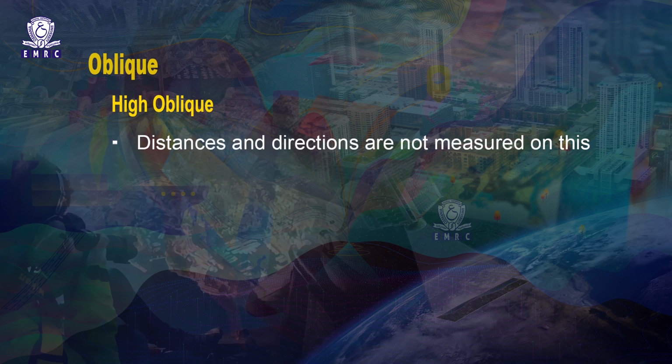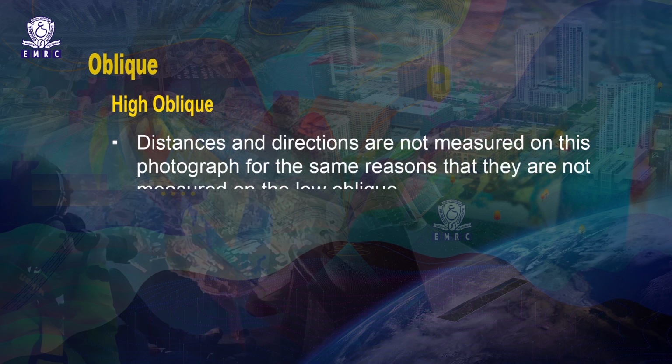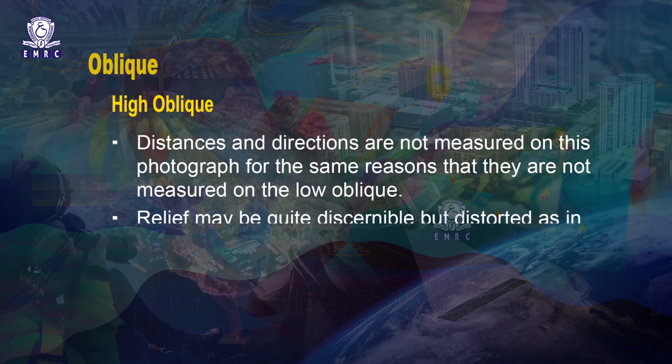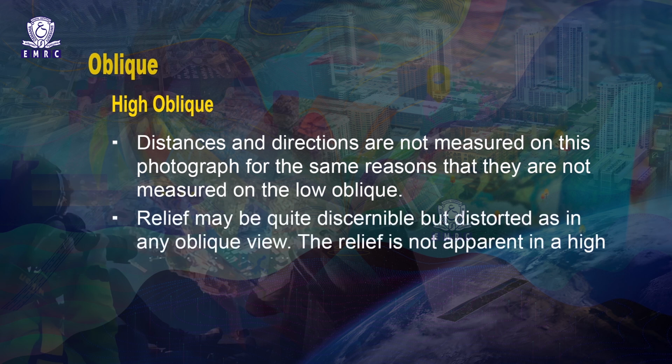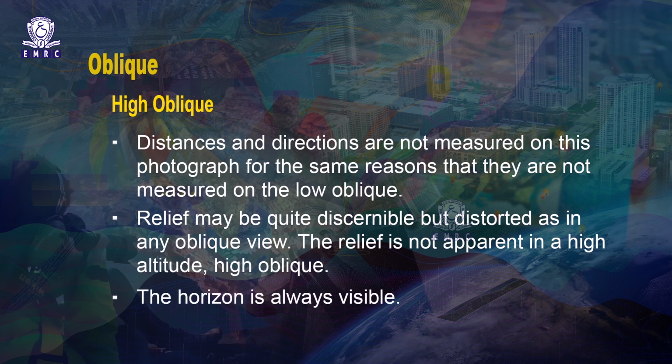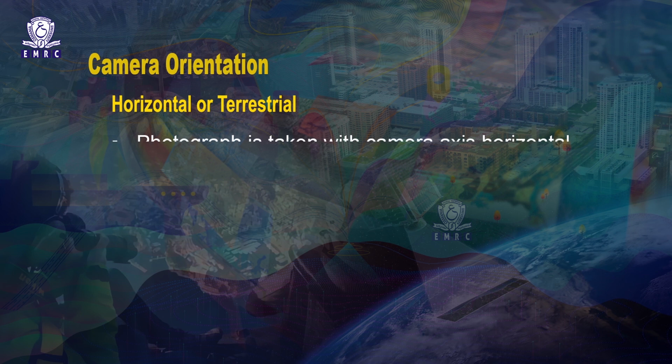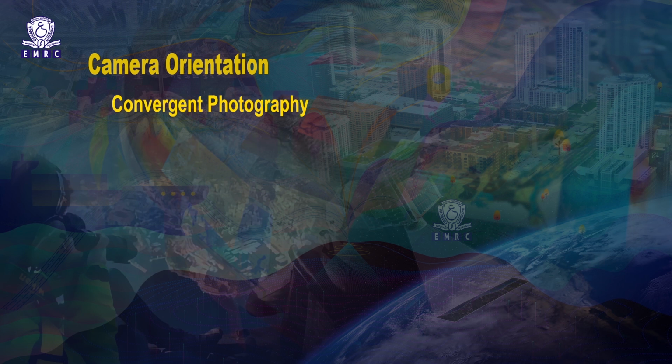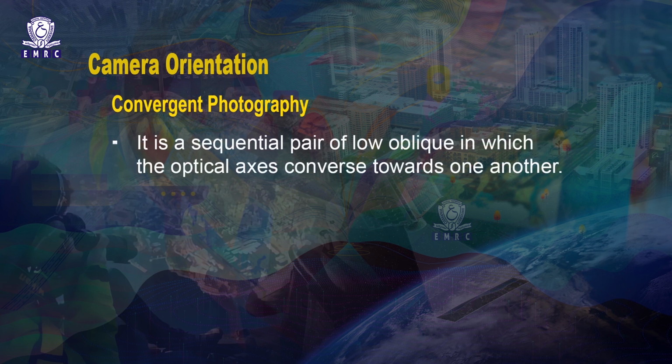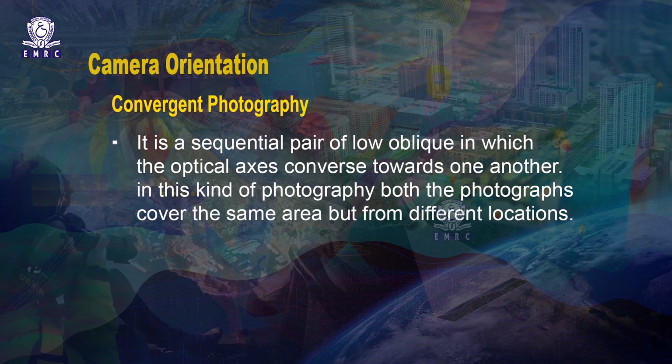Distance and direction are not measured on these photographs for the same reason that they are not measured on the low oblique. Relief may be quite discernible but distorted as in any oblique view. The relief is not apparent in the high altitude high oblique. The horizon is always visible. Horizontal or terrestrial. These photographs are taken with the camera axis horizontal. Convergent photography is a sequential pair of low obliques in which the optical axes converge towards one another. In this kind of photography, both the photographs cover the same area but from different locations.